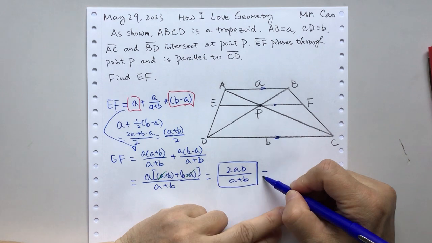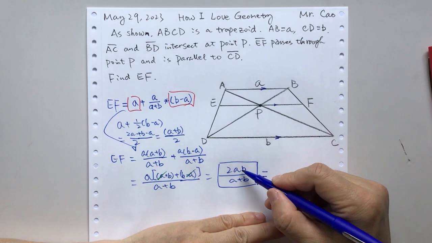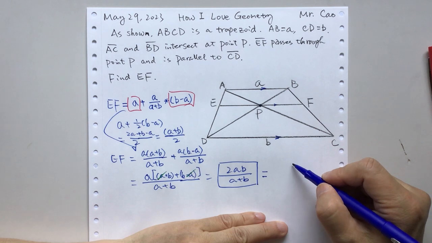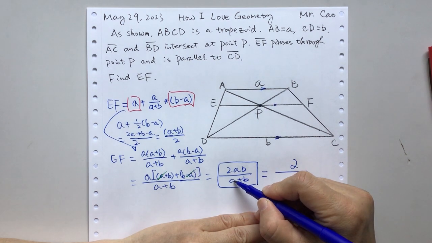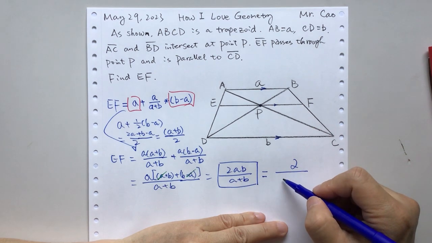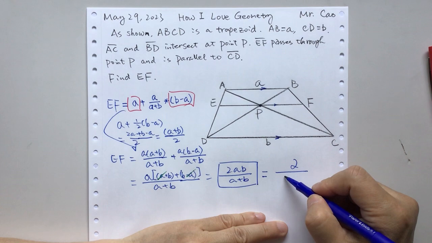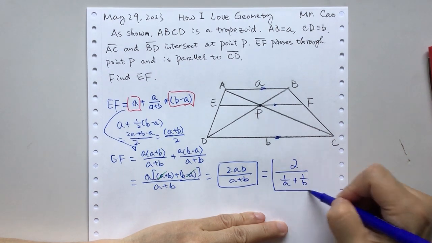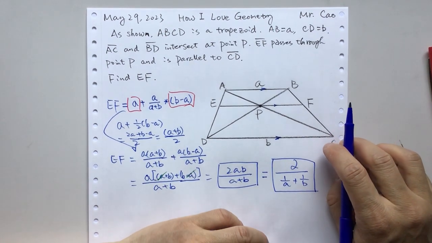Or if you want, you can write down the answer in this form. Divide the numerator and the denominator by AB. It will be 2 over, in the denominator, 1 over B plus 1 over A. Also, we can use this form, right? That's the answer, just intuitively.